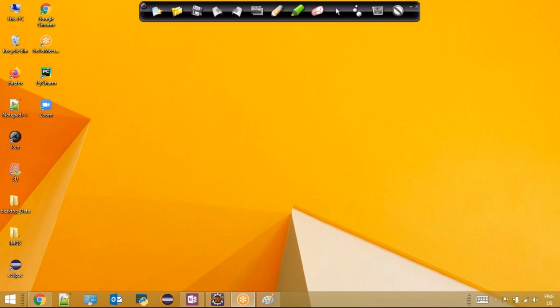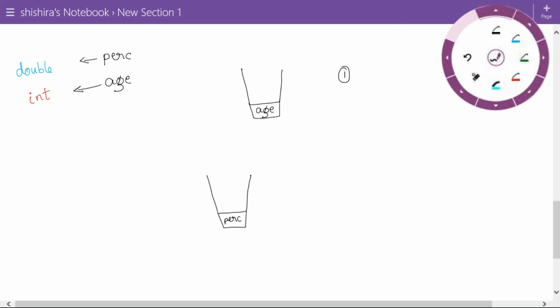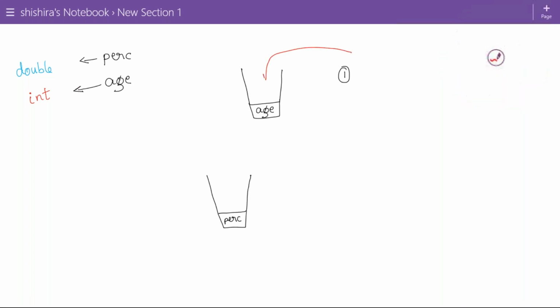Now observe. I'll explain this. There are two things that you can perform with this. The first one is I can assign some data into it. I can say age is, let's say I write my age, 21. So now I can assign it.